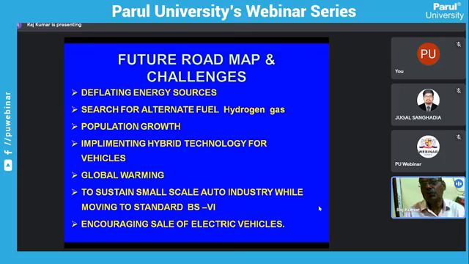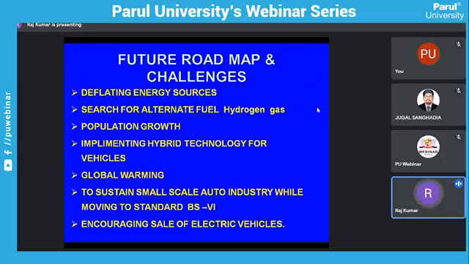Now, what are the future roadmaps and challenges? As we know, our energy sources are depleting. As we know, in the past we have heard the news of the crisis of coal. We had to shut down various power plants. We have to search for alternative fuels, that is hydrogen gas or other fuels, because the cost of petrol, as we are aware, is increasing day by day.